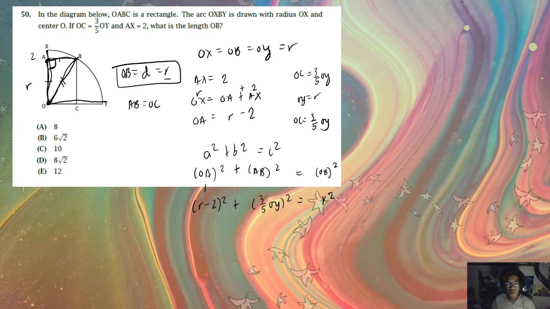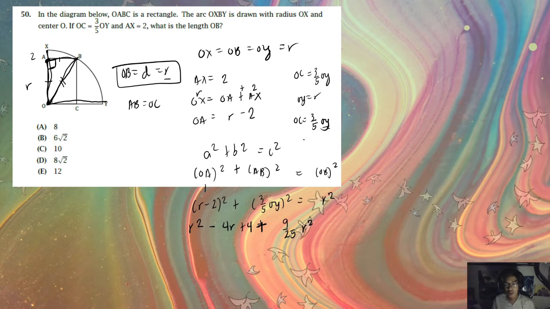So it's (r minus 2) squared. What's quantity r minus 2 squared? So that's r minus 2 times r minus 2. So that should give us r squared minus 4r plus 4 is equal to, so what's 3/5 squared? So that's just, I'm sorry, plus 9 over 25 r squared.